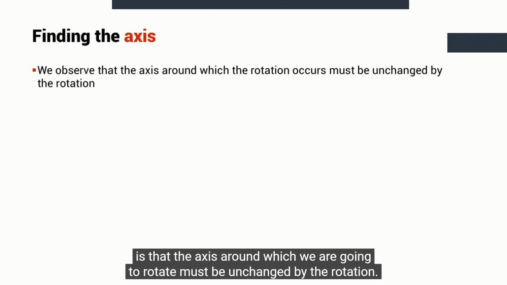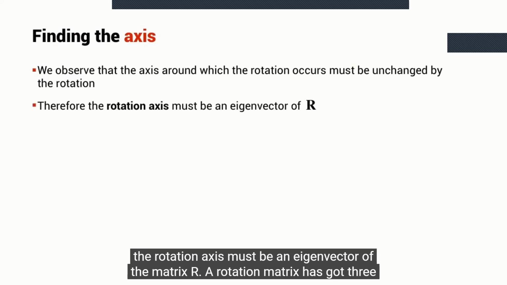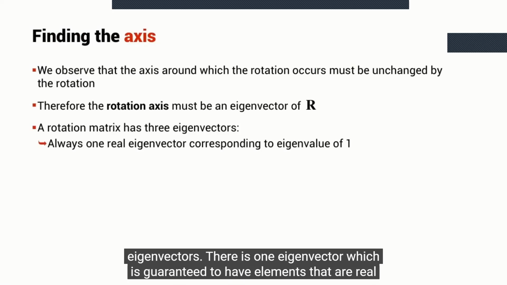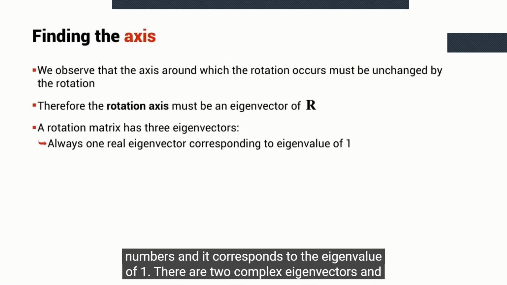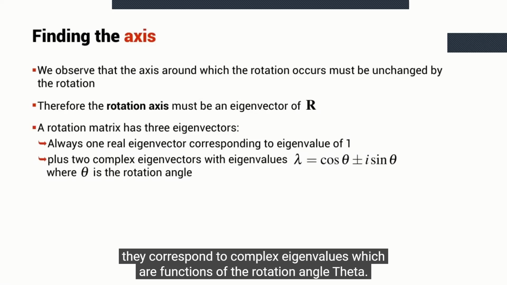In order to find the axis around which we rotate, there is a key observation, and that is that the axis around which we are going to rotate must be unchanged by the rotation. Any point that lies on the rotation axis will be unchanged by rotation. And that implies that the rotation axis must be an eigenvector of the matrix R. The rotation matrix has got 3 eigenvectors. There is one eigenvector which is guaranteed to have elements that are real numbers, and it corresponds to the eigenvalue of 1. There are 2 complex eigenvectors, and they correspond to complex eigenvalues, which are functions of the rotation angle theta.